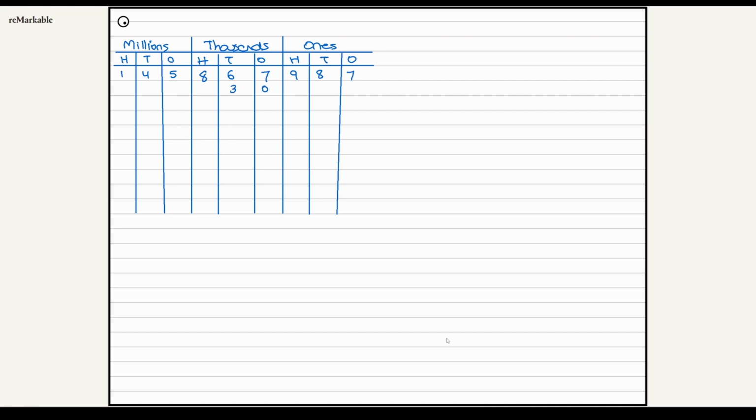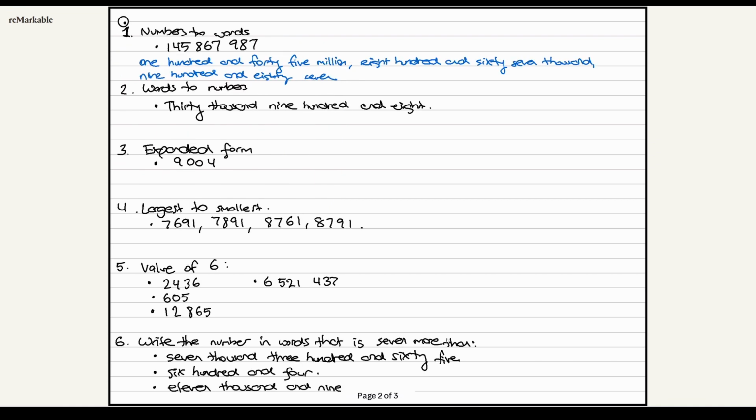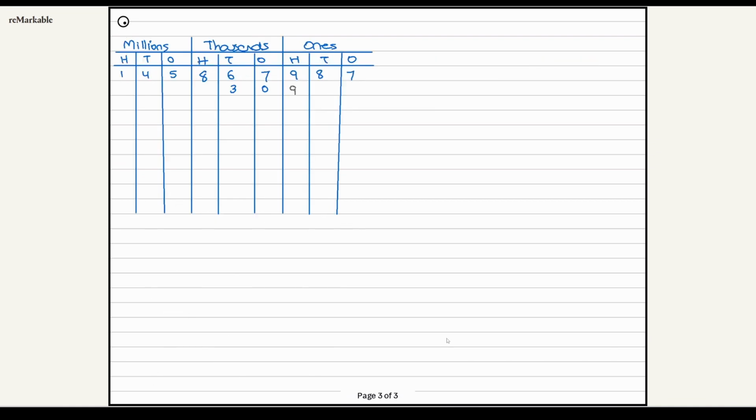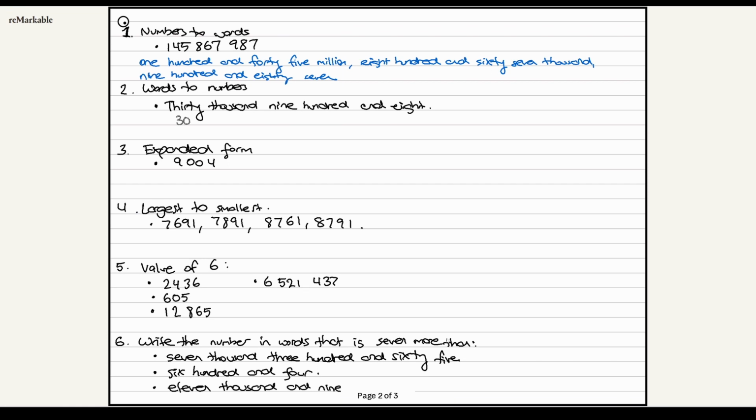See how I put the 3 and the 0 next to each other like I would with 30? I'm just putting that in our thousands nest to help us represent 30,000. What do we have left after that? We have 908. So it looks like we've got 30908. So that's our answer.